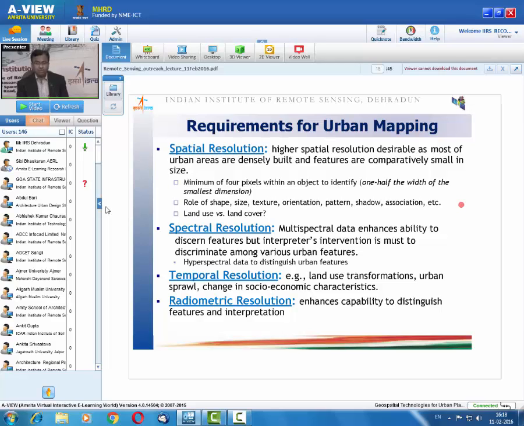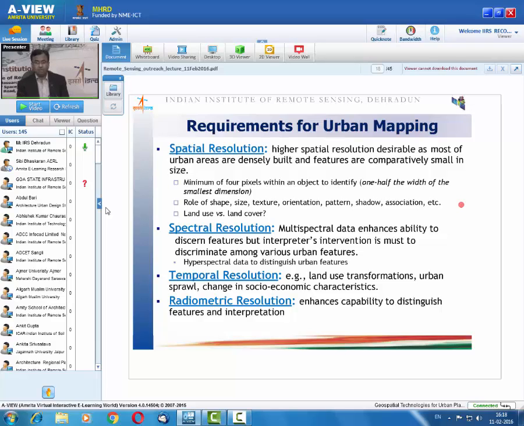In the context of mapping, we must consider the various elements of image interpretation. For example, shape, size, texture, orientation, pattern, shadow, and association come into the picture. So we should understand the various aspects of image interpretation. This we will discuss in the subsequent lectures.